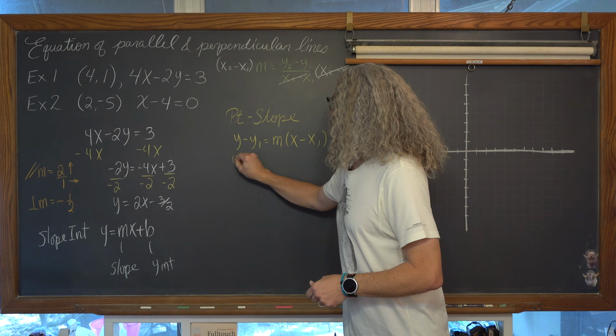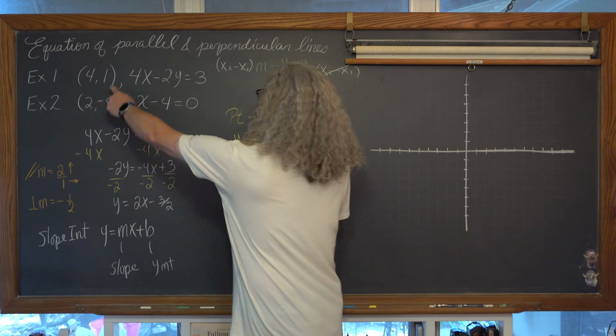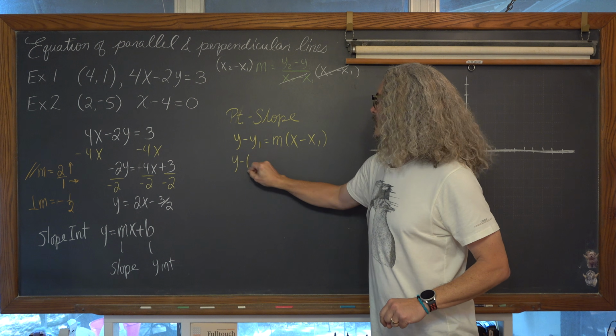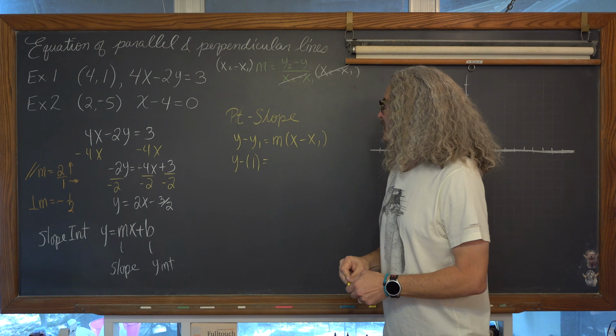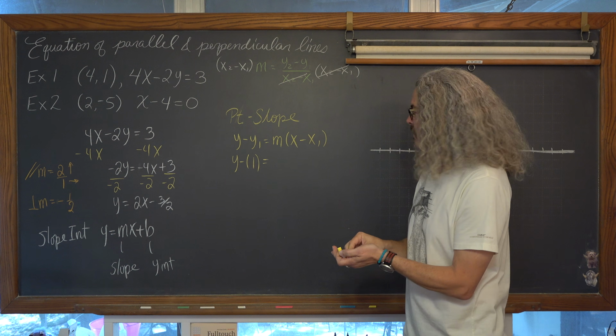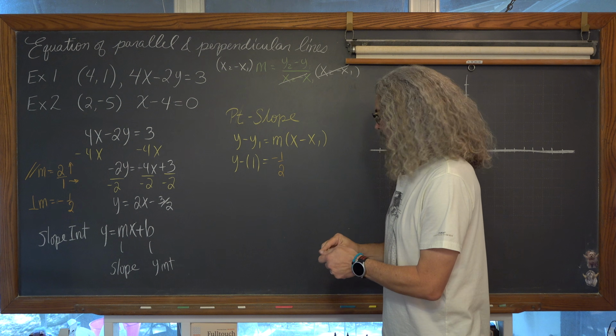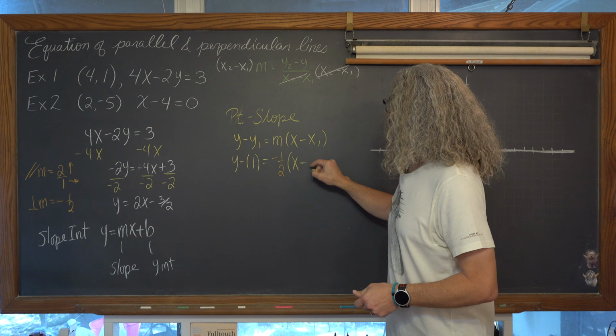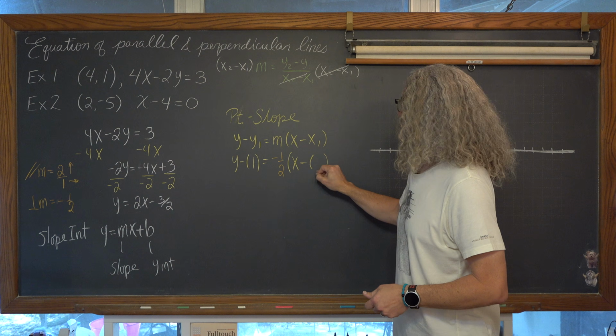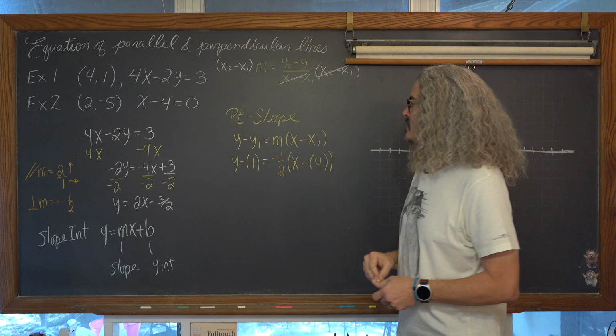Again, we have y minus, the y-coordinate of our given point is 1, but now we're just going to plug in a slope of -1/2 for that perpendicular slope, and x minus the x-coordinate of the given point, which of course, once again, is going to be 4.